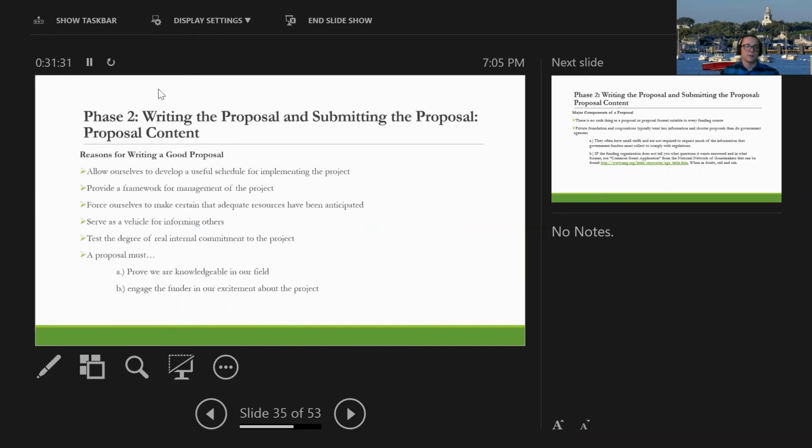So, reasons for writing a good proposal. I just wanted to highlight this. It allows you to develop a useful schedule for implementing the project. What people really take for granted in the proposal development process is how many other individuals at your organization it's going to take, information you're going to need from them, and aligning that schedule based off their work schedule and not coming to them 48 hours before deadline and saying you need such and such, in which they're not going to have time to turn around and give you, especially when we talk about that data in your analytics department.